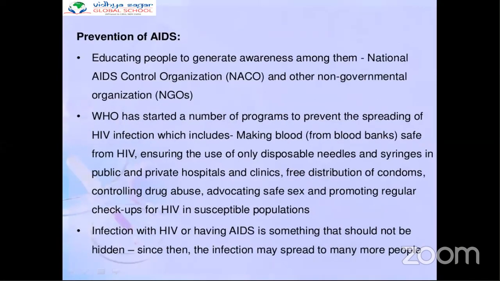So prevention. The only method to prevent AIDS is educating the people to generate awareness among them. The National AIDS Organisation, that is NACO, and other non-governmental organizations have started a number of programs to prevent the spreading of HIV infection, which includes making blood from blood banks safe from HIV. When they are collecting the blood from the blood bank, it should be free from HIV. Ensuring the use of only disposable needles and syringes, free distribution of condoms, controlling drug abuse, advocating safe sex and promoting regular checkups for HIV susceptible populations.